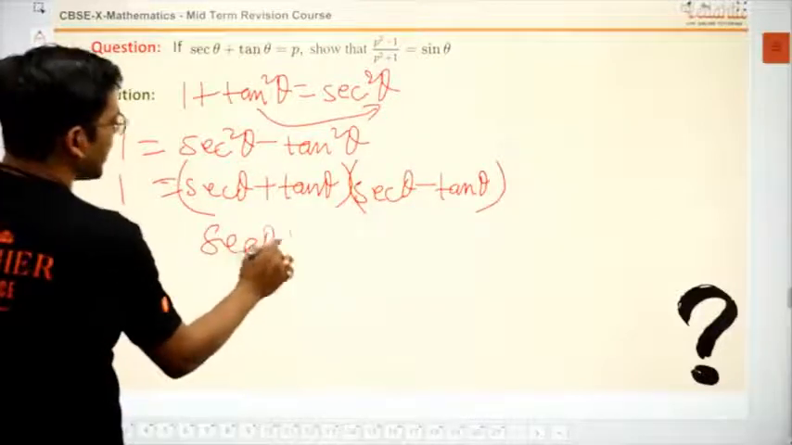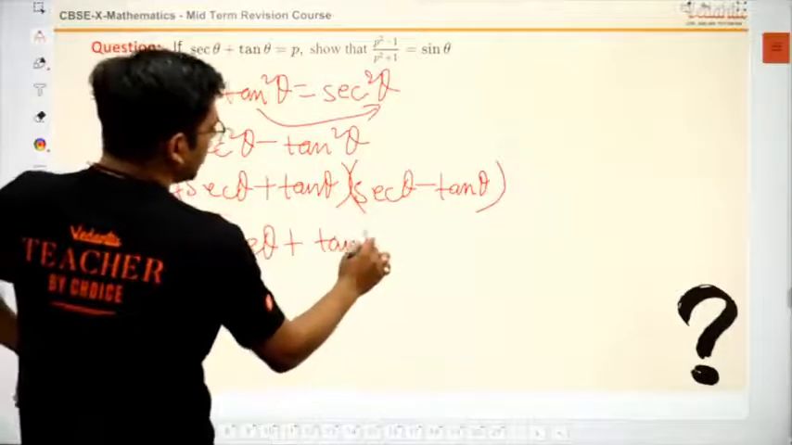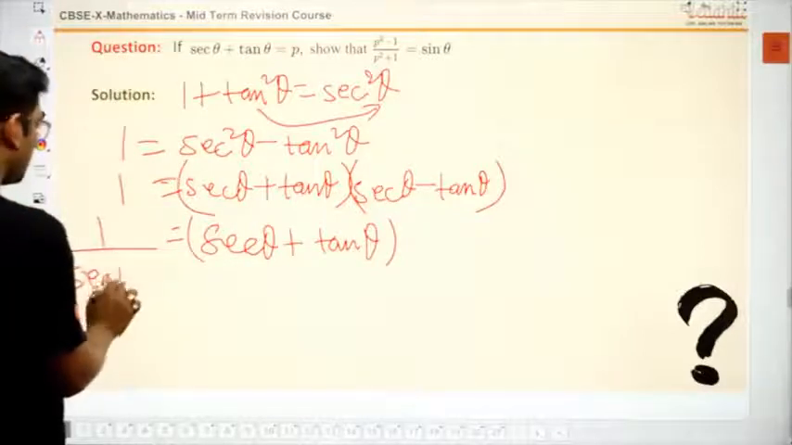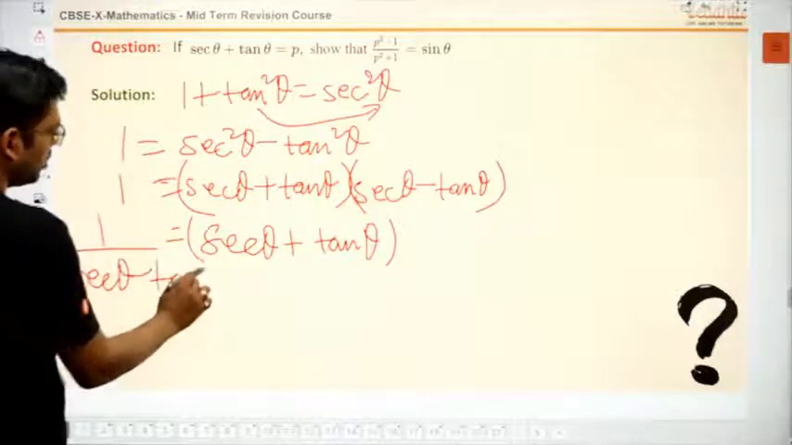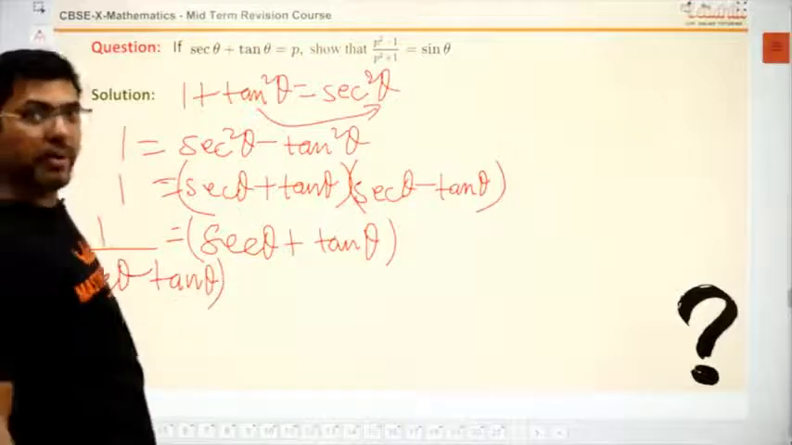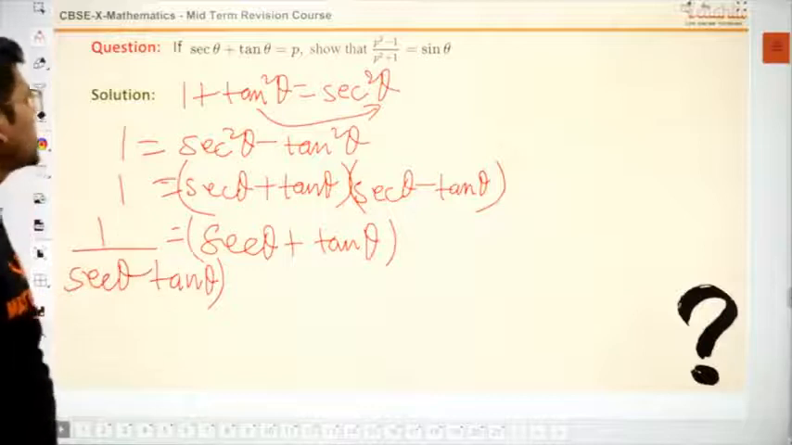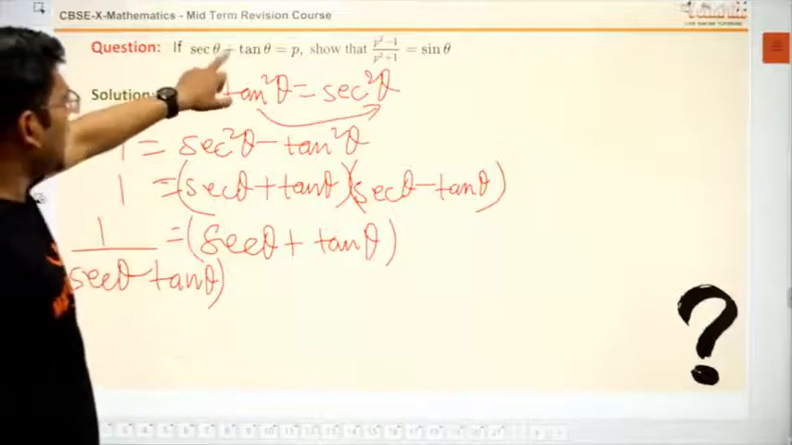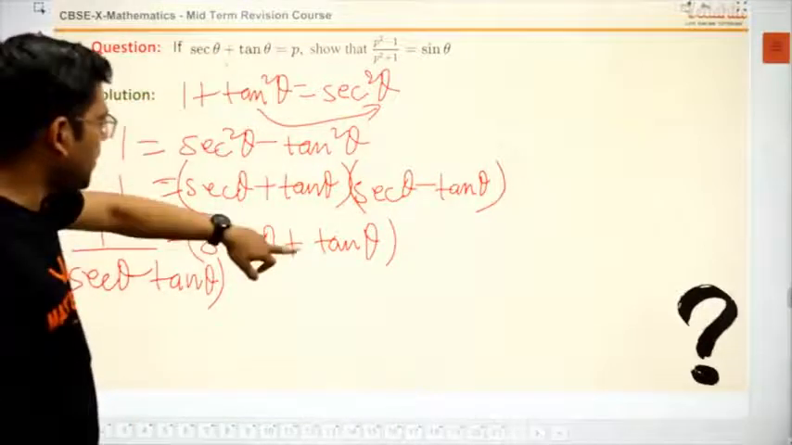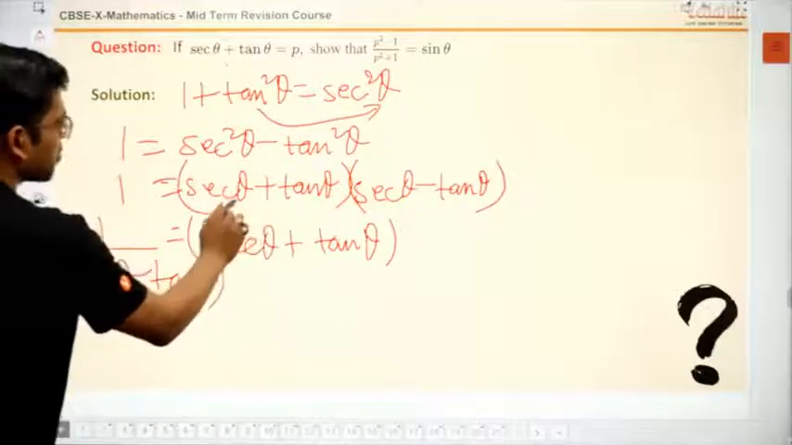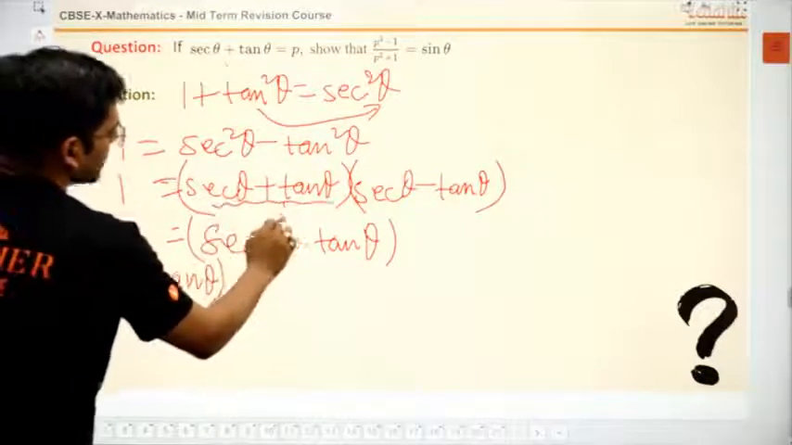Now this is equal to 1, and they used to be reciprocal. Means sec theta plus tan theta is equal to 1 upon sec theta minus tan theta. Do you remember this or not? See, so we have the reciprocal. If I put the value of sec theta plus tan theta as p here, what will I get? I can just put this value of sec theta plus tan theta as p here.